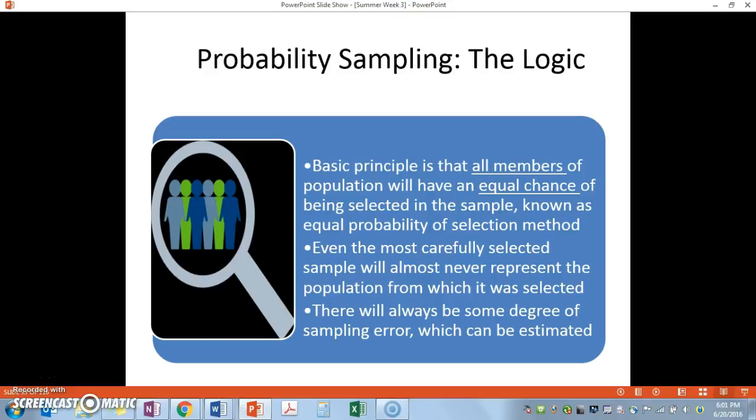That becomes really important in statistics, but for the purposes of this class, you just need to remember that everybody has an equal chance, with the caveat that it's never going to be perfect. You're never going to be exactly the same. There's always going to be a little bit of sampling error, but that's where statistics comes to the rescue. Statistics can adjust for that sampling error so that you have a better chance of adjusting for the results and making sure that they can generalize back to the population.